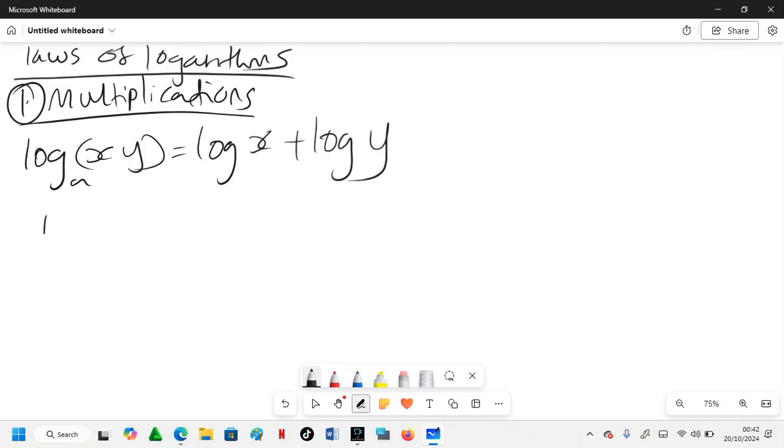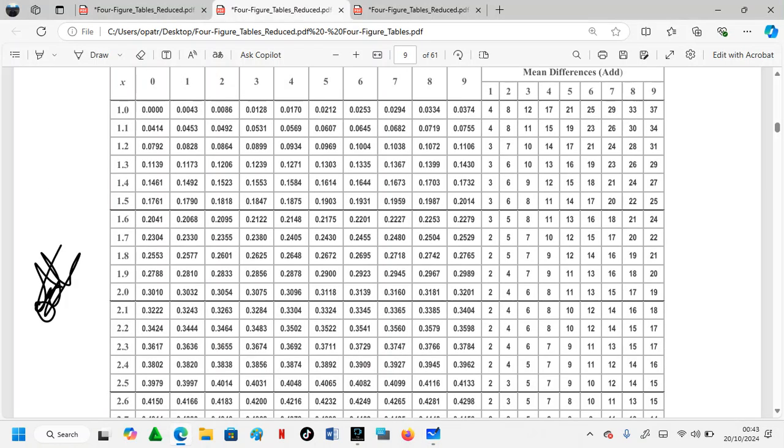If they say you find the log of 20 times 10, and by the way, if they don't specify the base, if they just give you the log of 20 times 10 or the log of 100 or the log of whatever, you have to know that if they don't give you the base, then the base is always base 10. Even when you go to the mathematical tables, the four figures, you find that the logarithm given there is to base 10.